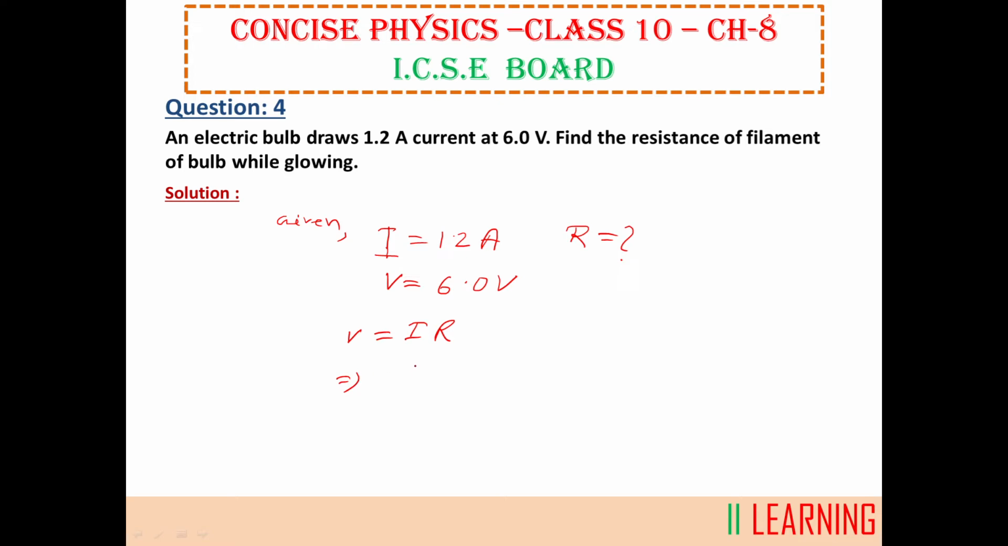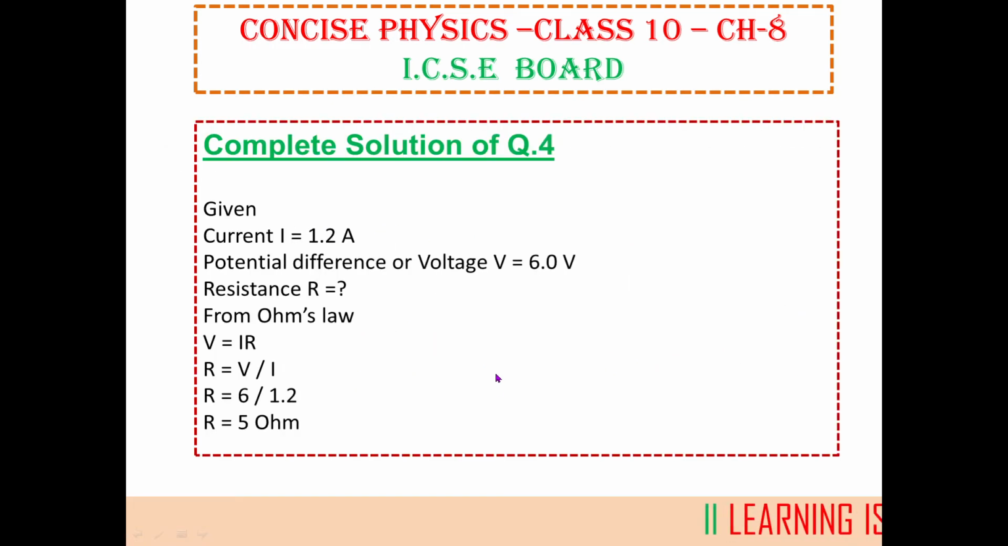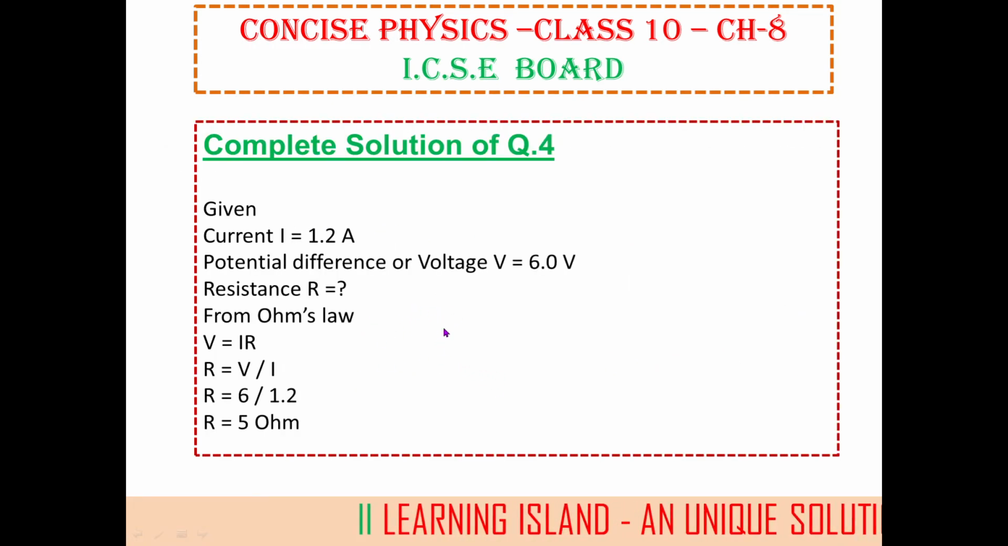So R will be equal to V by I. So V is here 6 and I is 1.2. So if I simplify it, if I omit the decimal point, so 10 will become in the numerator. So 6 twos are 12, 2 fives are 10. So this is 5 ohm. So the answer is the resistance of the filament of the bulb while glowing will be 5 ohm. So this is the solution in one page. So please write it down again.